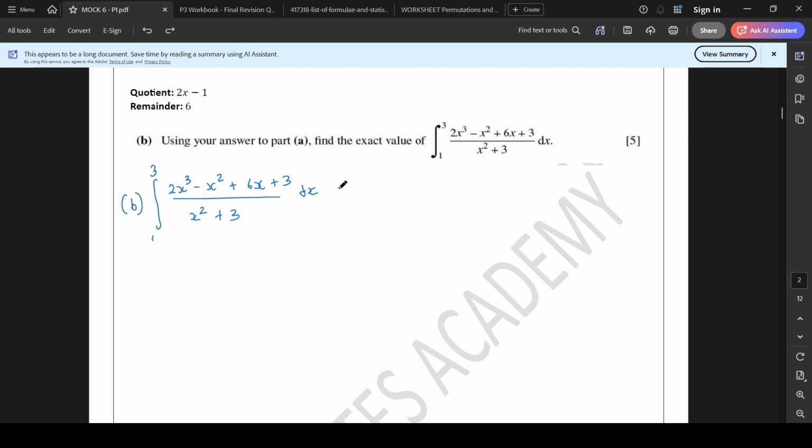So integration of this is same as writing, if I'm having a polynomial over divisor, quotient plus remainder over divisor. So let's get it into that format. I am having my quotient as 2x minus 1, then plus remainder is 6, divisor was x square plus 3. Now I have to integrate this with respect to x and the limits are from 1 to 3.